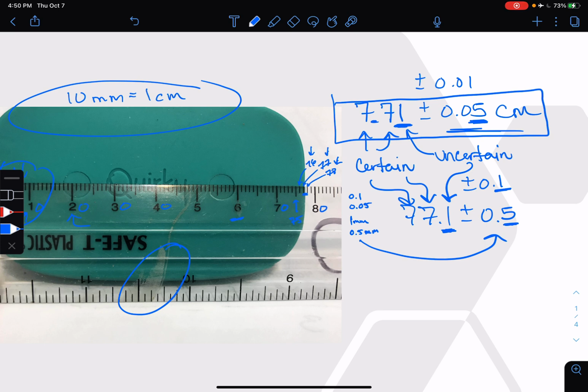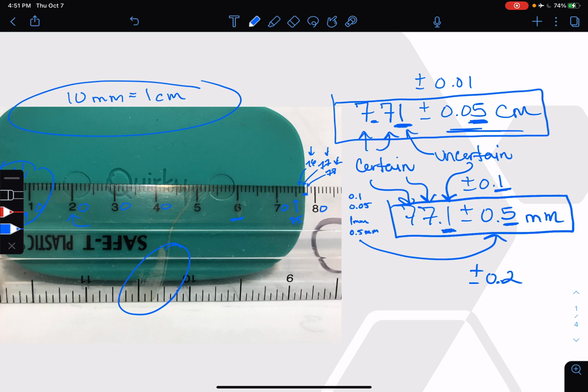What you'll also see is sometimes we'll have plus or minus 0.2. Sometimes you'll see that, okay? It just kind of depends on what the scientist who's making the measurement feels about their uncertainty. All right, so say we don't want to lose points on an exam, so we would go ahead and make sure to put our unit here. So that measurement is 77.1 plus or minus 0.5 millimeters.